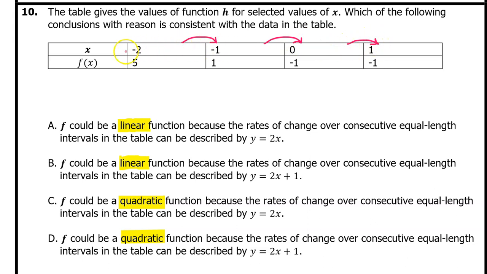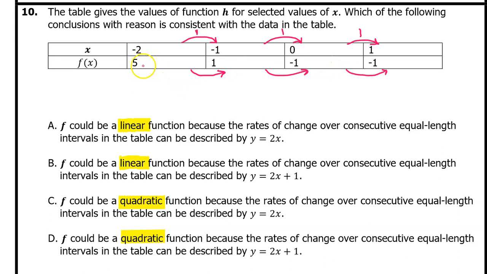So the first input change from negative 2 to negative 1 is an increase of 1. From negative 1 to 0, that's another increase of 1. From 0 to 1, another increase of 1. We love it when the input changes are all the same, because that allows us to do a sort of shortcut and just look at the output changes. And whatever the output changes are doing, that's what the rate of change will be doing.